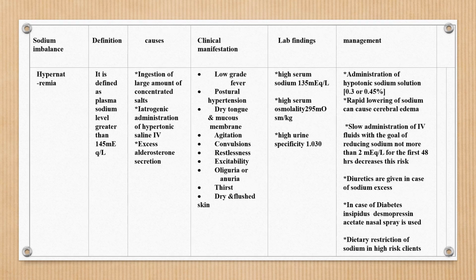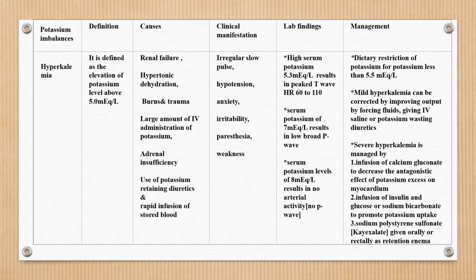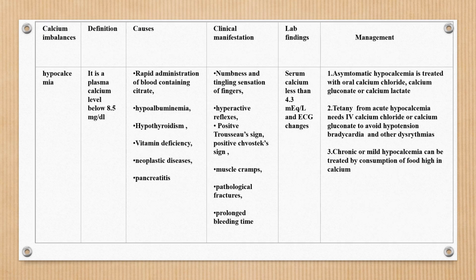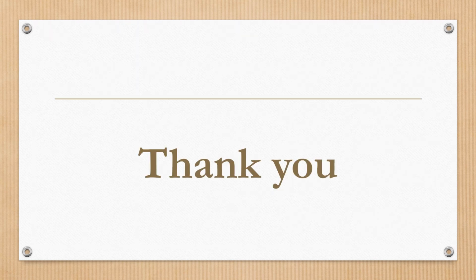Similarly, for hypernatremia, its definition is increased serum sodium level. Then its causes, manifestations, lab investigations, and management are shown here. Then potassium imbalances like hypokalemia and hyperkalemia, and calcium imbalances like hypocalcemia and hypercalcemia. The major aspects are shown only in a nutshell. I hope you all understood about the electrolyte imbalances, and thank you.